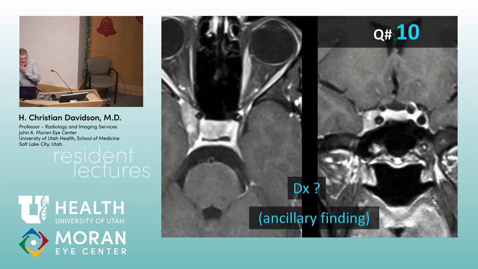Okay, this is a patient who has somewhat similar ophthalmoplegia on the right, but in this case, it's painless and slowly progressive. The last patient was acute and painful. This is painless and progressive ophthalmoplegia on the right. This is an axial T1 post-contrast and a coronal T1 post-contrast, both with fat suppression. And as a bonus, there's an ancillary finding here.